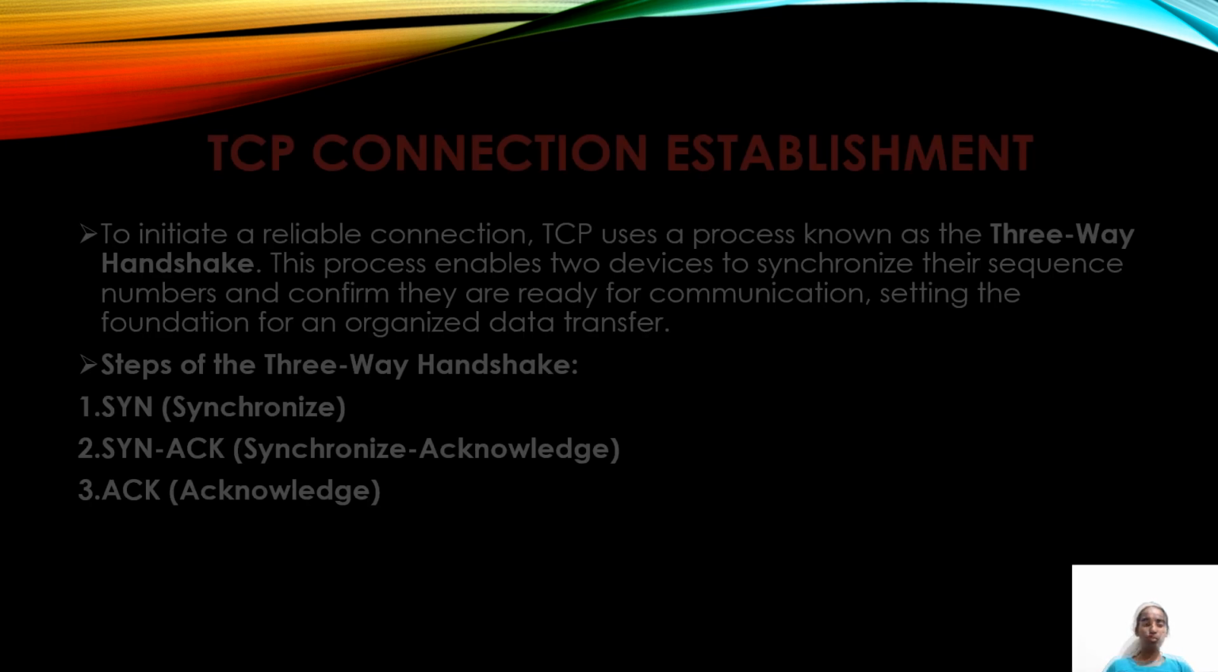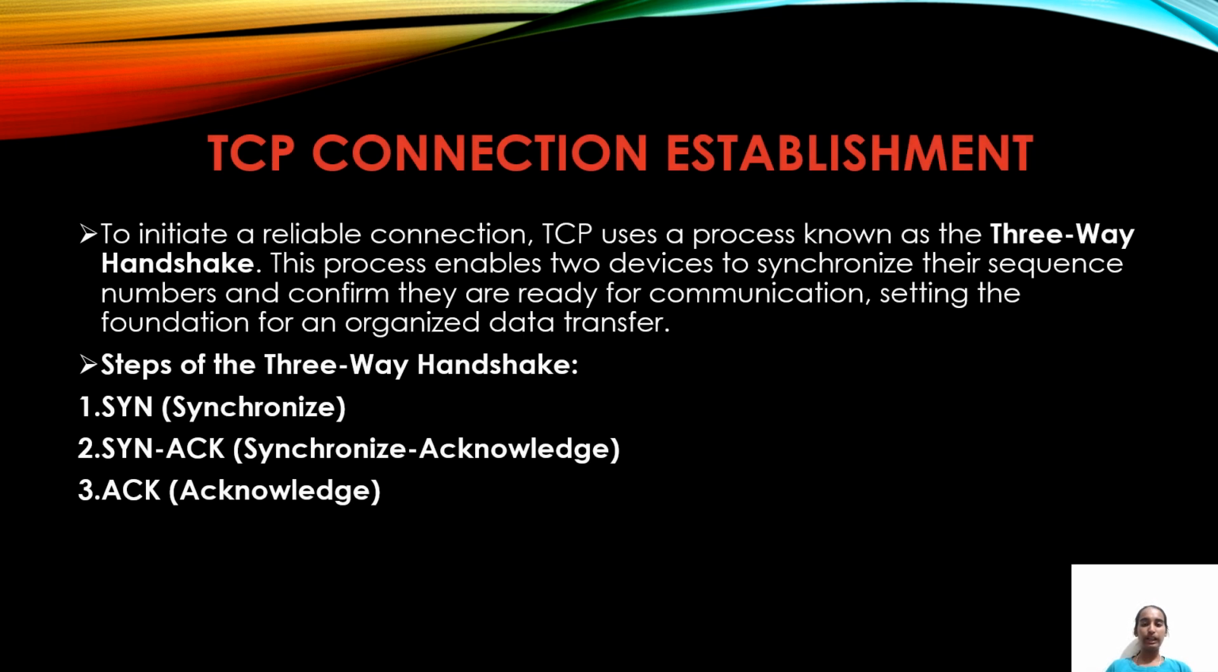Let us move on to the three-way connection establishment. To initiate a reliable connection, TCP uses a process known as the three-way handshake. This process enables two devices to synchronize their sequence numbers and confirm they are ready for communication, setting the foundation for an organized data transfer. The steps of the three-way handshake are SYN, that is synchronize, SYN-ACK, synchronize acknowledge, and ACK, which is acknowledge. Let us study all three in detail in the next slides.